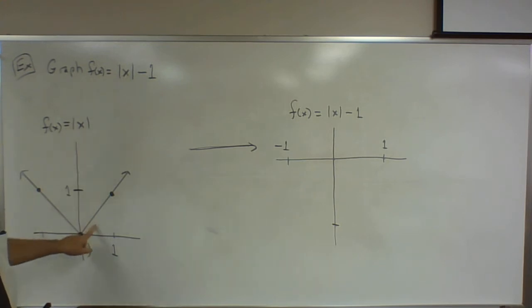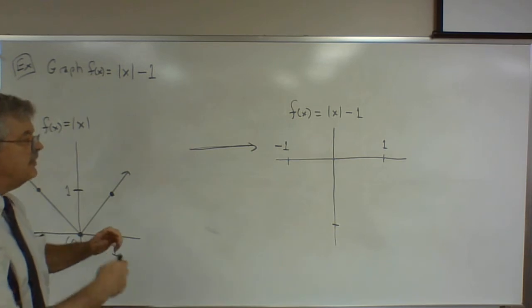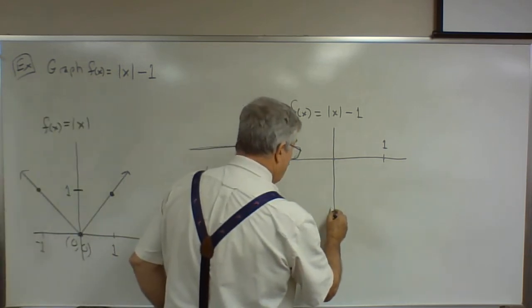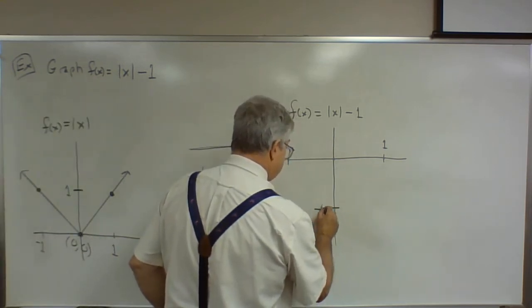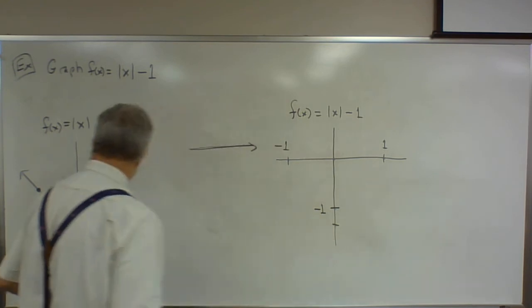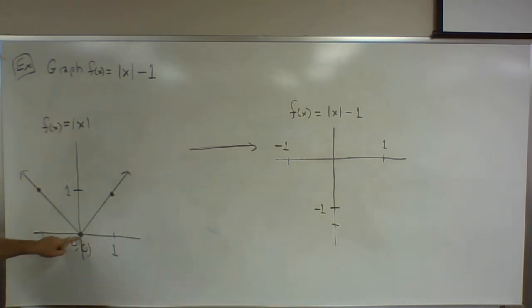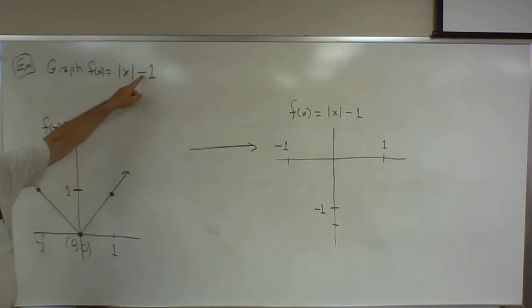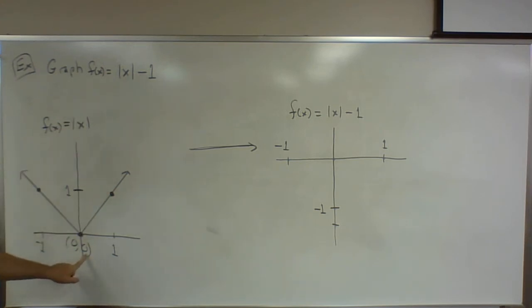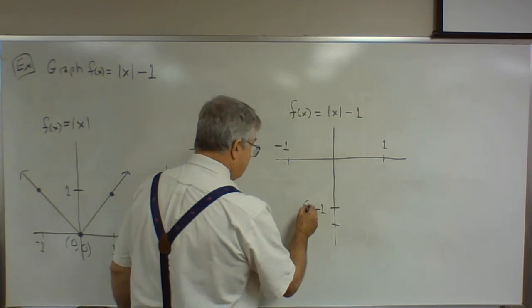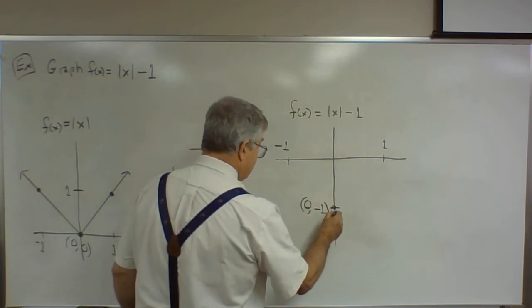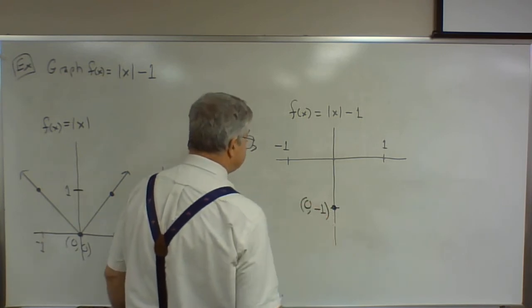We're going to take this graph and move everything down 1 unit. So here's -1. The point 0, 0 gets moved down 1 unit. In other words, we subtract 1 from the y coordinate, and we get the point 0, -1.